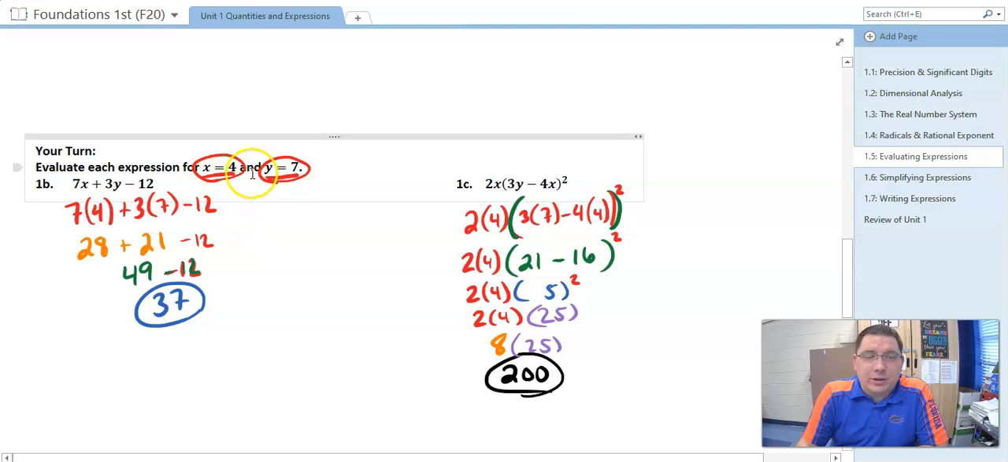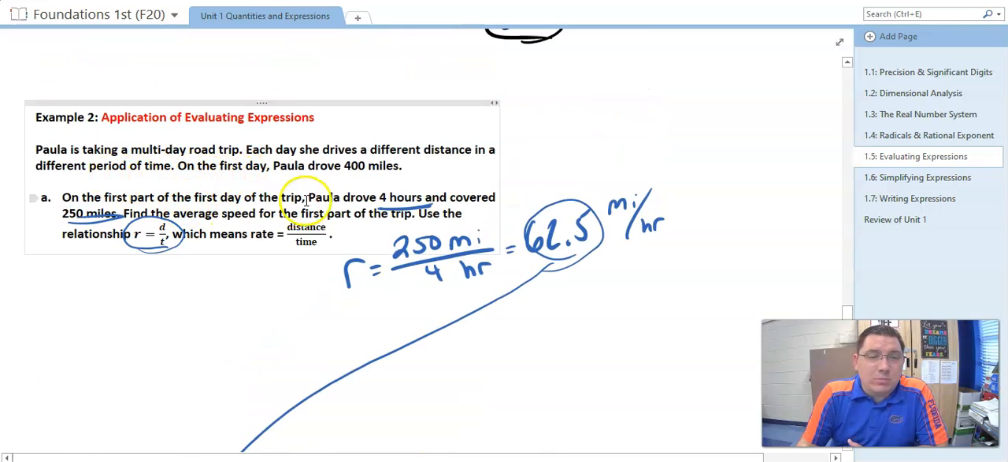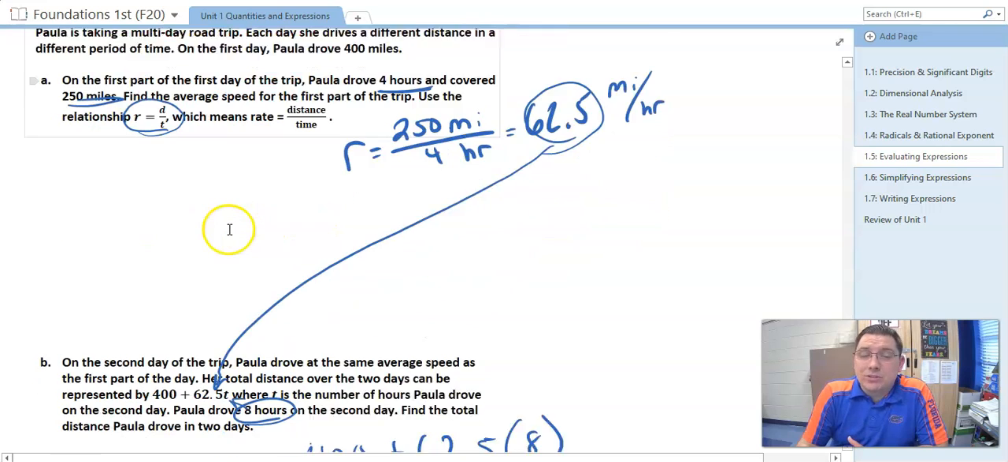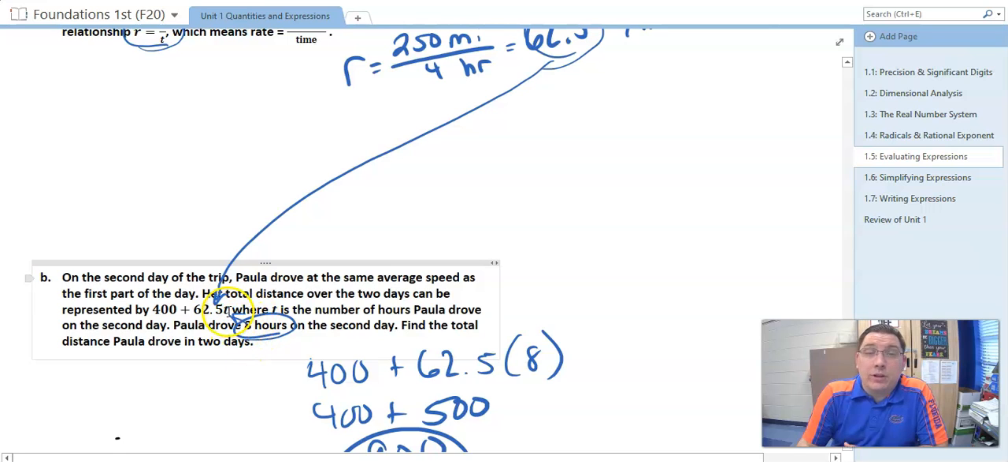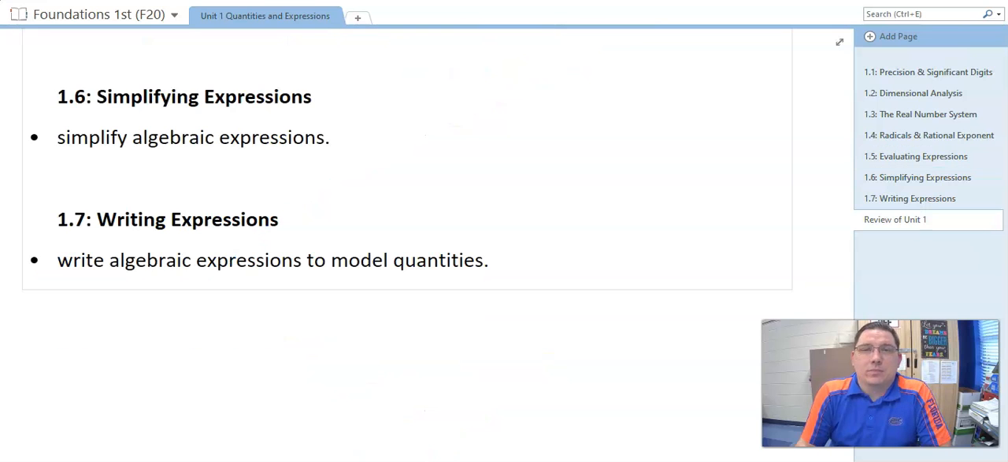Okay, and again, if we have multiple variables, we plug in appropriately for each variable. And if we're doing word problems, remember that we will plug in, again, still where things are appropriate for where they need to go. And so remember to evaluate expressions, substitute your values in, and then do the order of operations. That's section 1.5. As we look at 1.6, we're going to look at simplifying expressions.